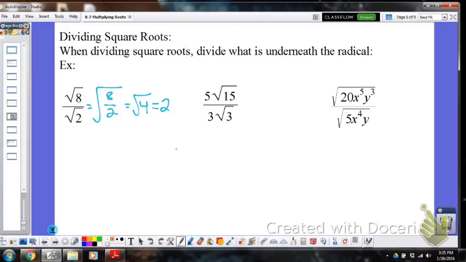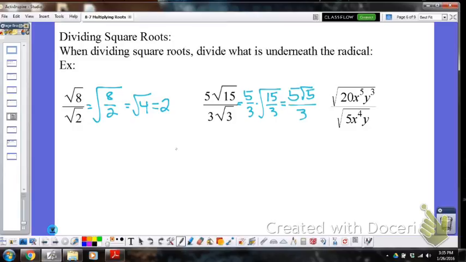Looking at 5 times the square root of 15 over 3 times the square root of 3, that'll just be 5 over 3 times the square root of 15 over 3. Since 15 divided by 3 is just 5, our final answer will be 5 root 5 over 3.